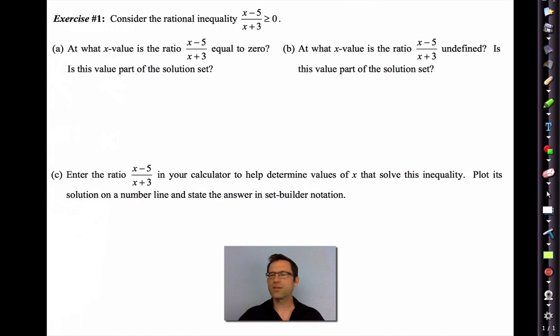All right, exercise number 1 says consider the rational inequality x minus 5 divided by x plus 3 is greater than or equal to 0. All right, so ultimately, I want to find all the values of x that make that a true statement. Letter A asks us, at what value of x is the ratio equal to 0? Is that part of the solution set? What I'd like you to do is pause the video now and try to answer both of those questions in letter A.